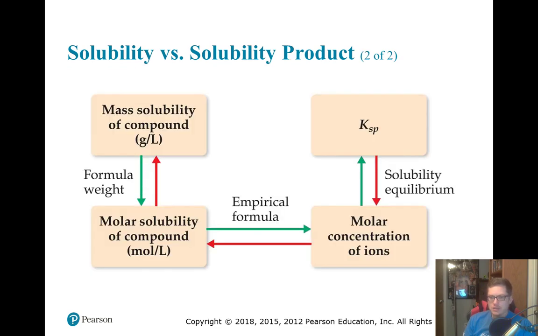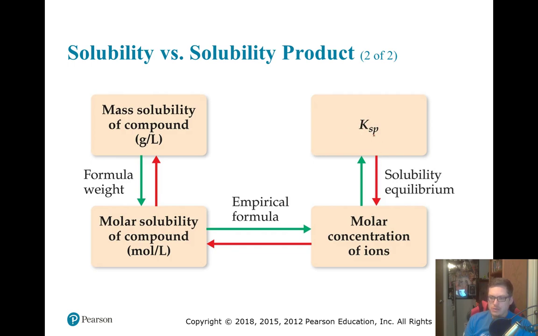Okay, here's a little stepwise thing to help you go from solubility to KSP. All right, so if you're starting with solubility, or mass of solubility, so this would be grams per liter, you'd use the formula weight to get it to molar solubility. Okay, and then you could use your empirical formula to get it to molar concentration of ions. So this would be the whole of the compound, and then you can convert that using your empirical formula to get it into the concentration of the ions, and then from there you can plug those values into your equilibrium expression to get your KSP.